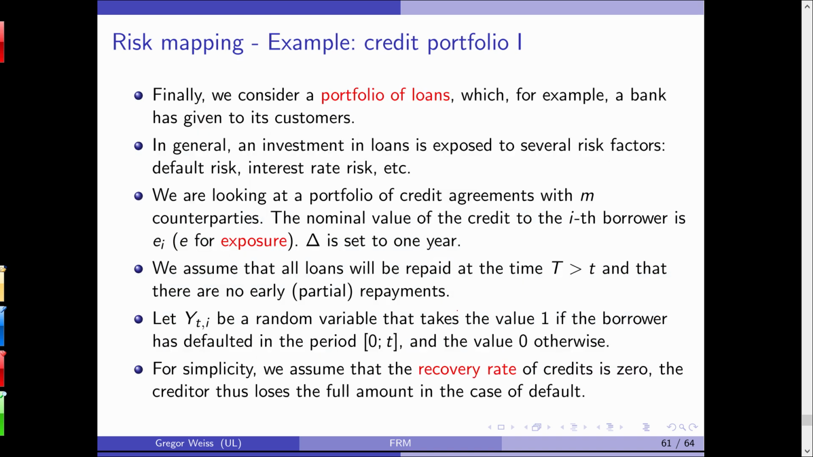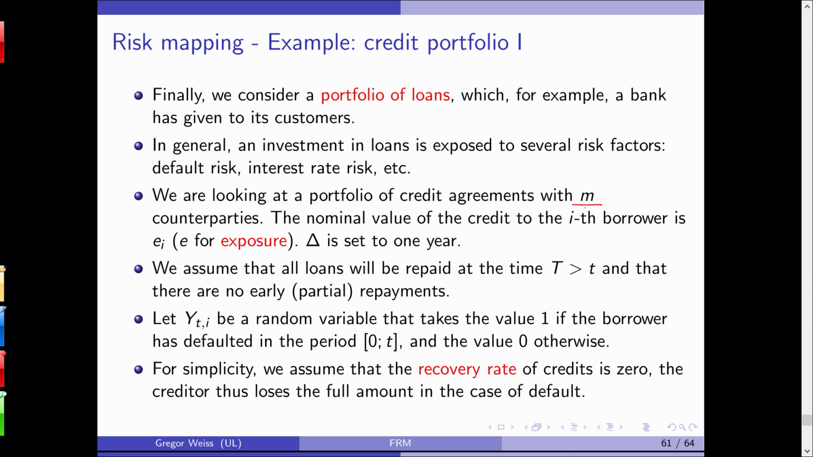Now, finally, let's change it a little bit. As you remember, a loan is more or less the same as a bond, just in a different legal setting with one additional ingredient: you have credit risk. And this means that if we take a portfolio of loans, we are looking at, say, agreements with M counterparties. The nominal value is referred to as Ei. E stands for exposure. That is just the nominal value of the loan. For example, you've given out 20,000 euros, so Ei is 20,000. It's your maximum risk exposure.